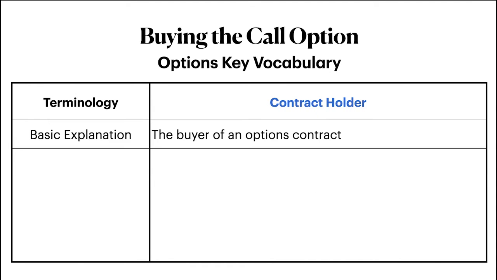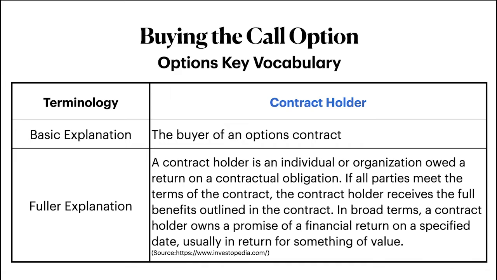Next, we have the contract holder, and this is the other side of the coin. The person who buys that contract is that contract holder, and so we will be using contract writer and contract holder to describe the seller of the options contract and the buyer of the options contract throughout the rest of this video. Here's a fuller explanation again, and like I said, I'll have these all throughout.